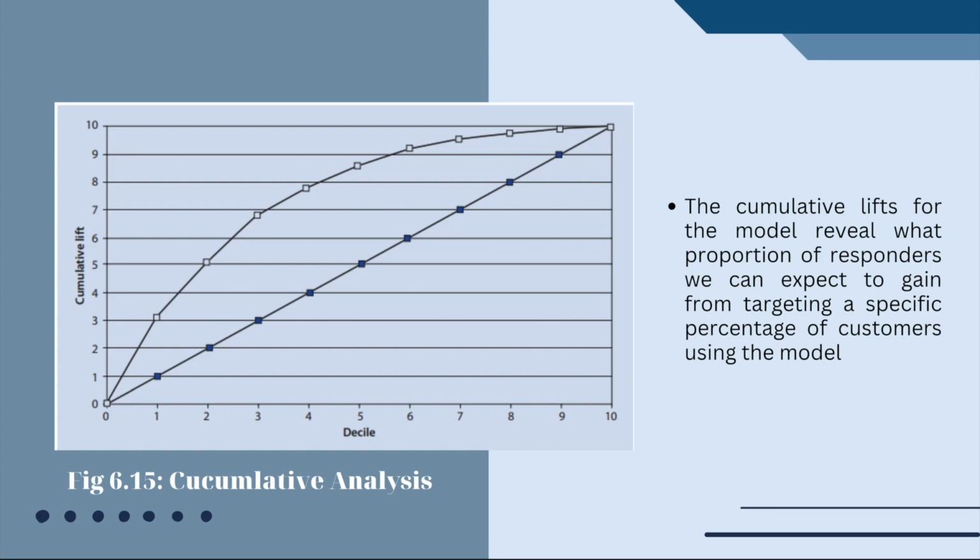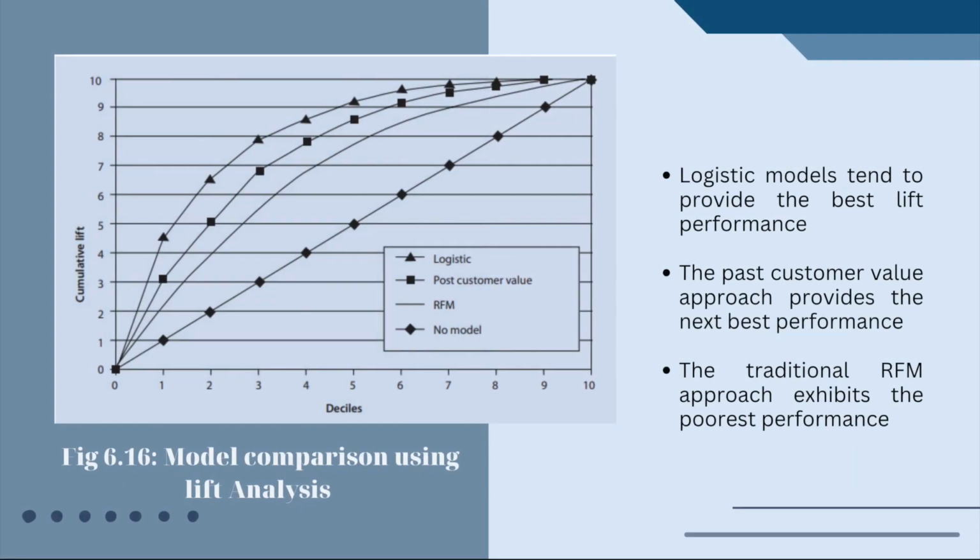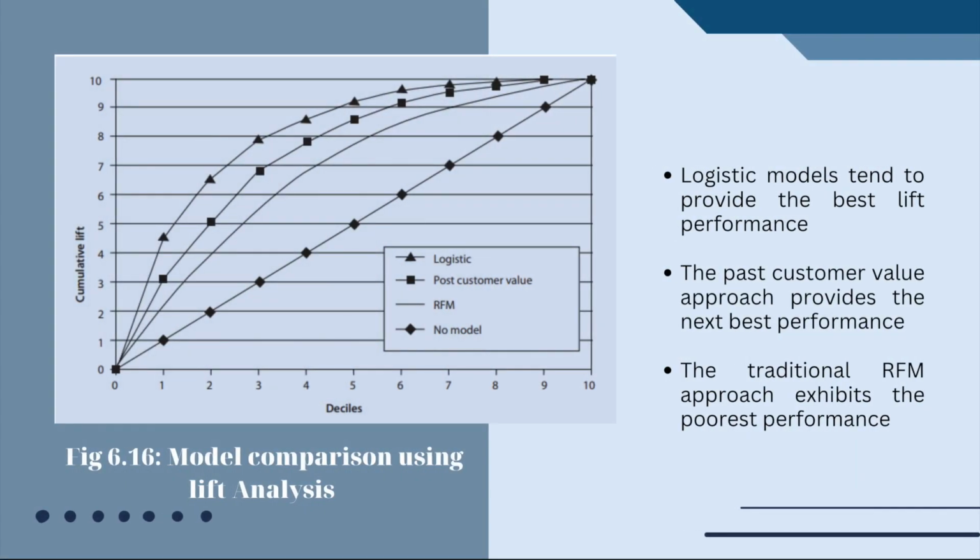Figure 6.15, cumulative analysis. The cumulative lifts for the model reveal what proportion of responders we can expect to gain from targeting a specific percentage of customers using the model. So choosing the top 30% of the customers from the top 3 deciles will obtain 68% of the total responders. Figure 6.16, model comparison using lift analysis. Logistic models tend to provide the best lift performance. The past customer value approach provides the next best performance. The traditional RFM approach exhibits the poorest performance.